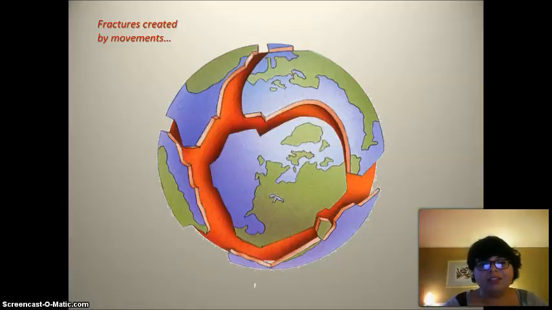So, as you can see in the image, well, it's not really a realistic image, but it reenacts how the fractures are created by these movements. This could well enough be the plate tectonics or the tectonic plates overlapped.